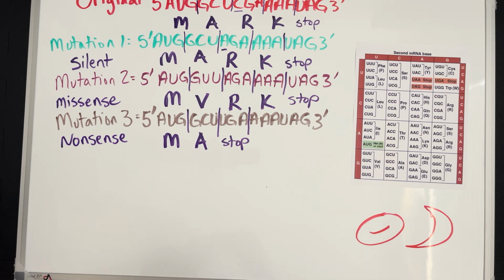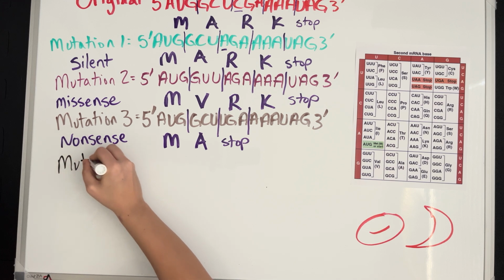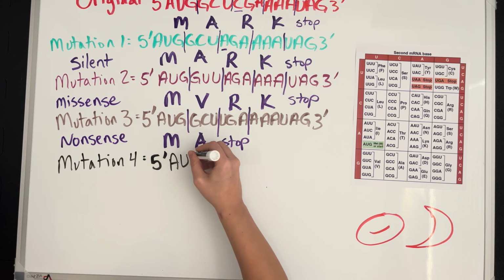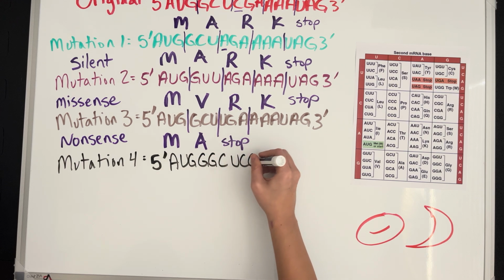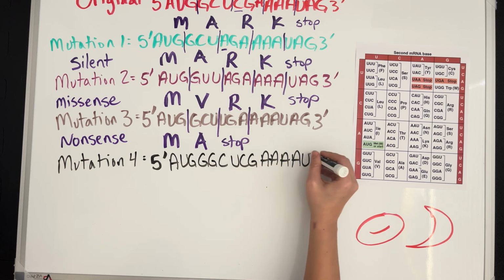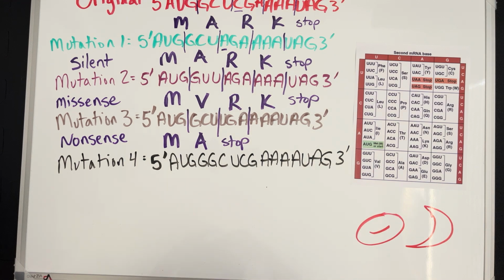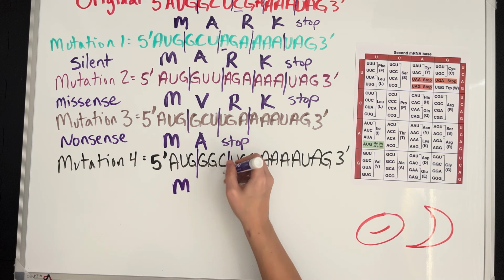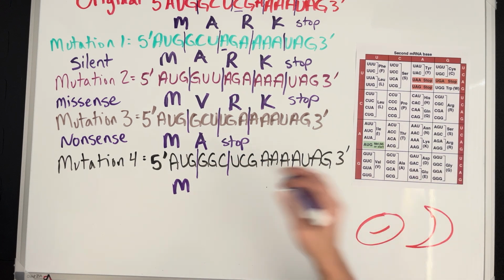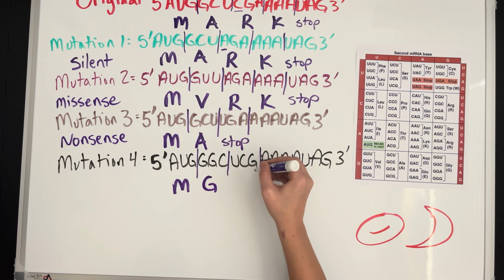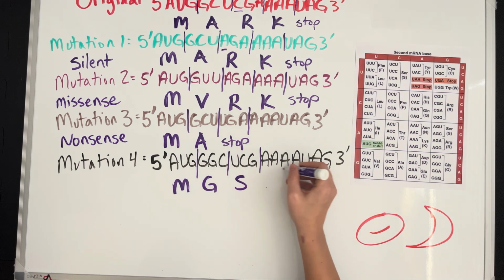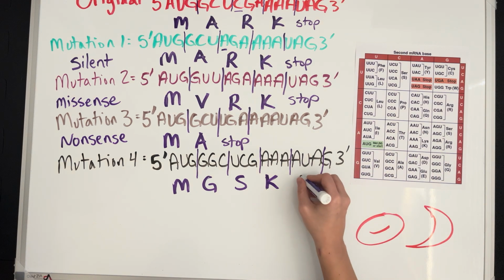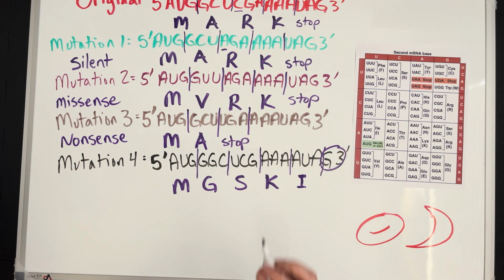One last mutation. All right, let's translate this one. That stayed the same. GGC, well, that's different. GGC is glycine. UCG, serine. AAA, we already know from before. AUA, isoleucine. And we can't even continue because we only have one at the end instead of three.